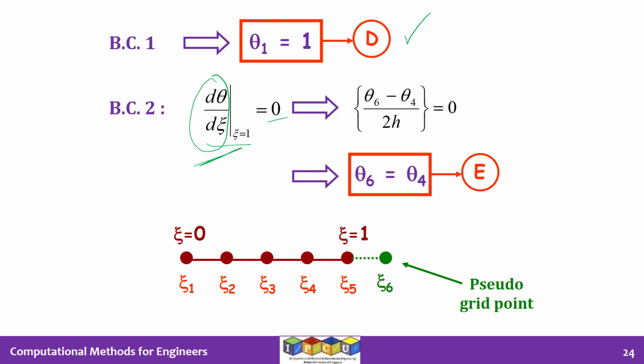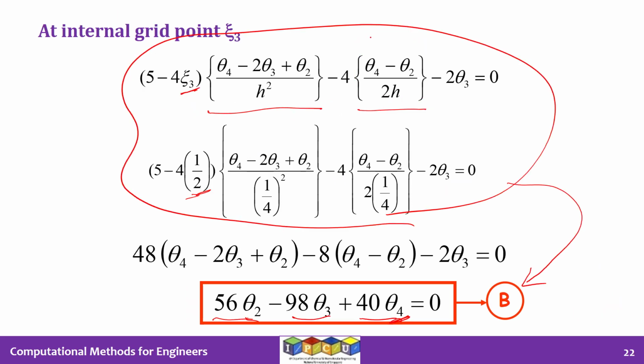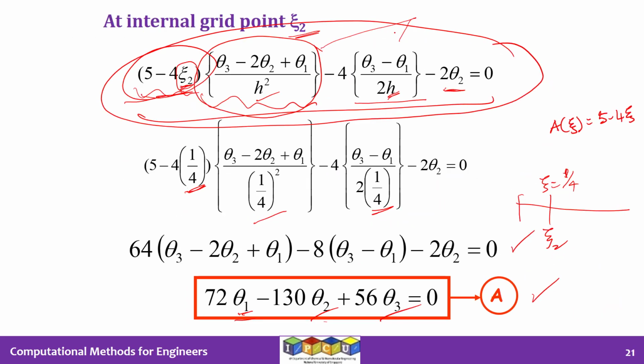That means at grid point psi 5. So if I use the usual 2-point central difference approximation, this at psi equal to 1 will be theta 6 minus theta 4 by 2h. Exactly the same way as we did here and here and here.